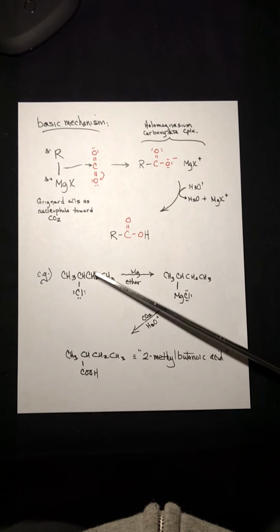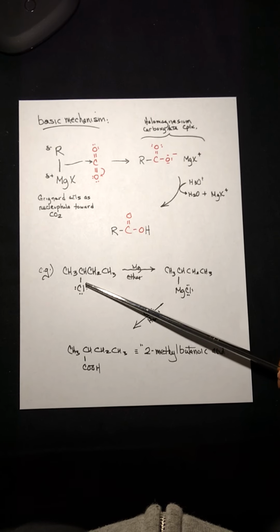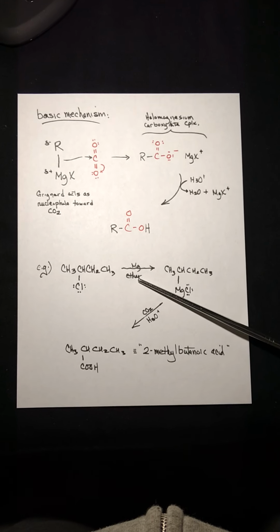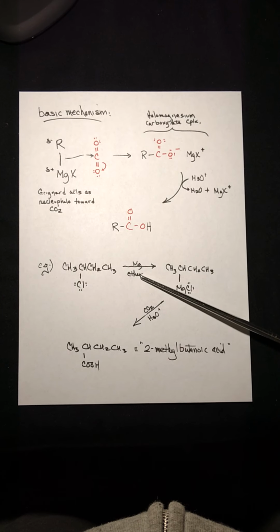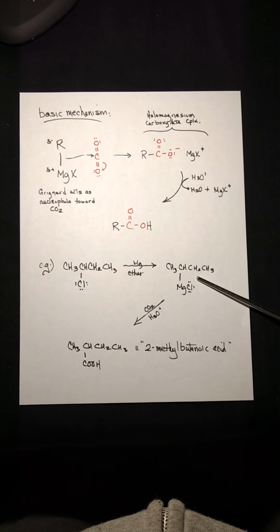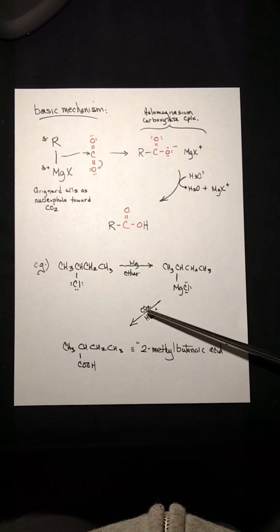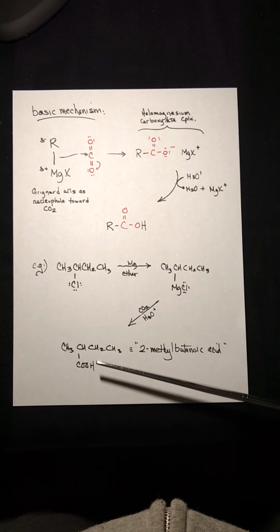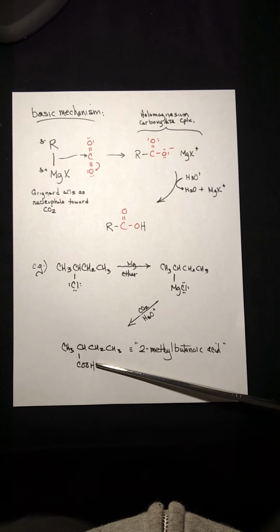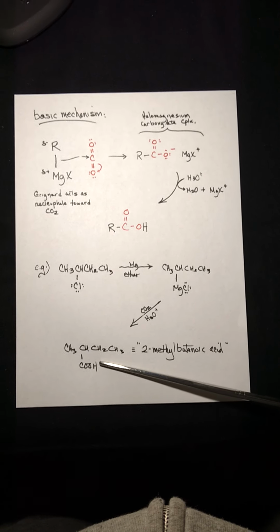So, let's say I have 2-chlorobutane and I make a Grignard out of it. So I treat it with magnesium and diethyl ether, and here I have my Grignard. If I then treat this with carbon dioxide and hydrolyze it, I will get 2-methylbutanoic acid.